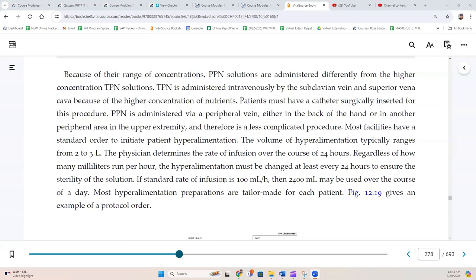Most facilities have a standard order to initiate patient hyperalimentation. The volume of hyperalimentation typically ranges from 2 to 3 liters. The physician determines the rate of infusion over the course of 24 hours. Regardless of how many milliliters run per hour, the hyperalimentation must be changed at least every 24 hours to ensure the sterility of the solution.